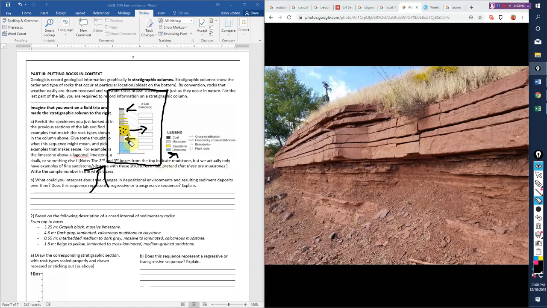So in these columns, we make our mudstone stick in when we draw them, just like the mudstone actually sticks in reality. Okay, so that's how you're going to draw them.